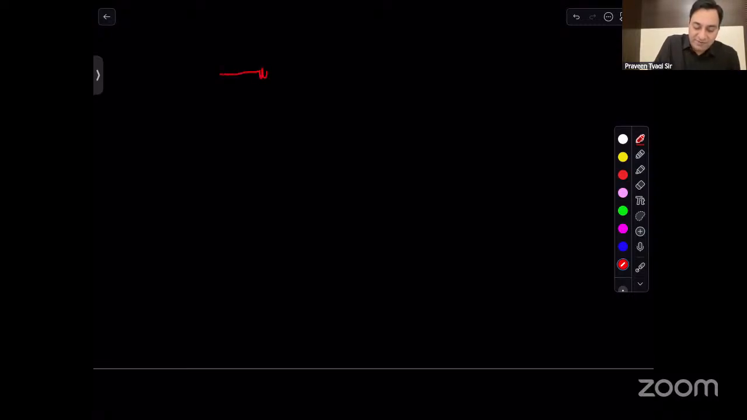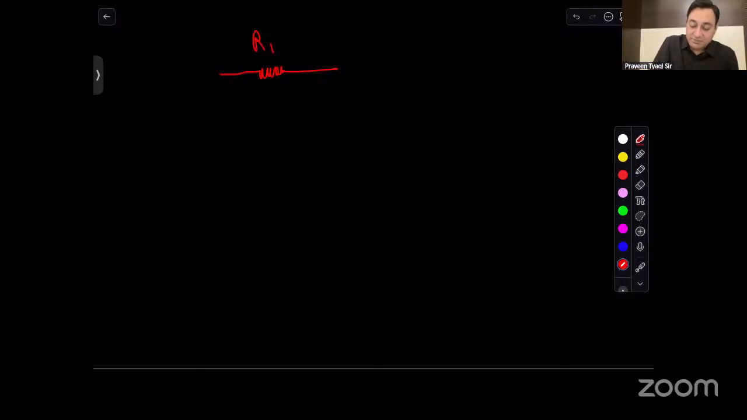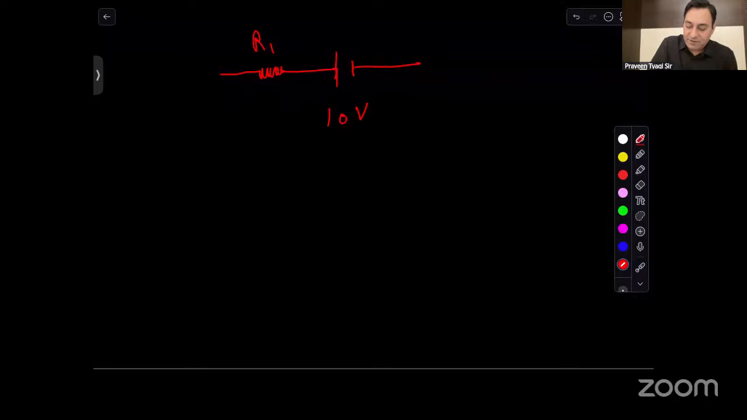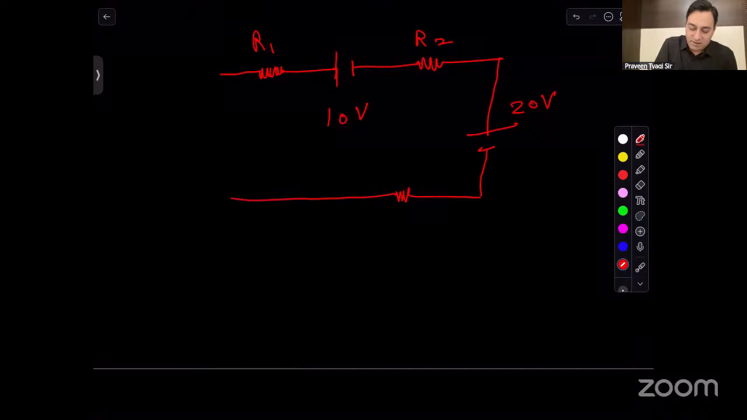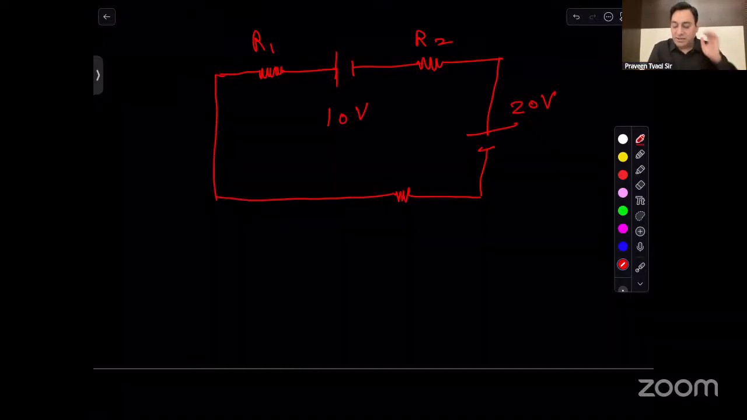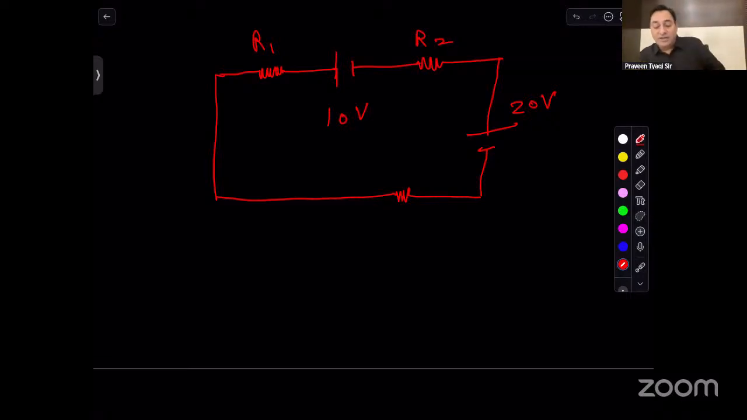Suppose I have a resistance R1. I have a 10-volt battery here. I have another resistance R2. I have another battery, 20 volts. And there is a third resistance. Forget about this series parallel thing. Just, how do we find the current in this circuit?